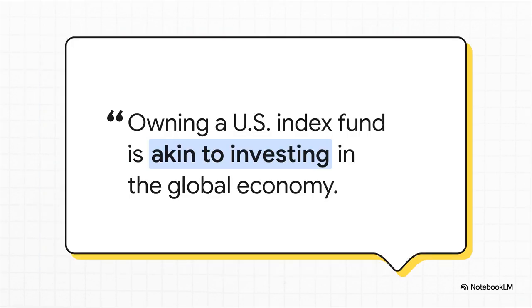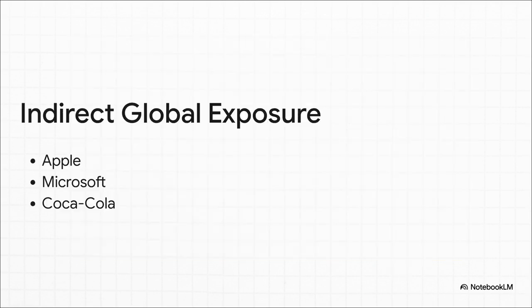This single quote really gets to the very heart of his logic. Bogle argued that the largest U.S. companies are, for all intents and purposes, already global enterprises. This means you're getting significant international exposure without ever having to leave the domestic market. Think about these titans of the S&P 500. Their products are sold, their services are used, and their revenues are generated in nearly every country on Earth. For Bogle, owning these companies through a simple index fund meant that you were already participating in global growth.